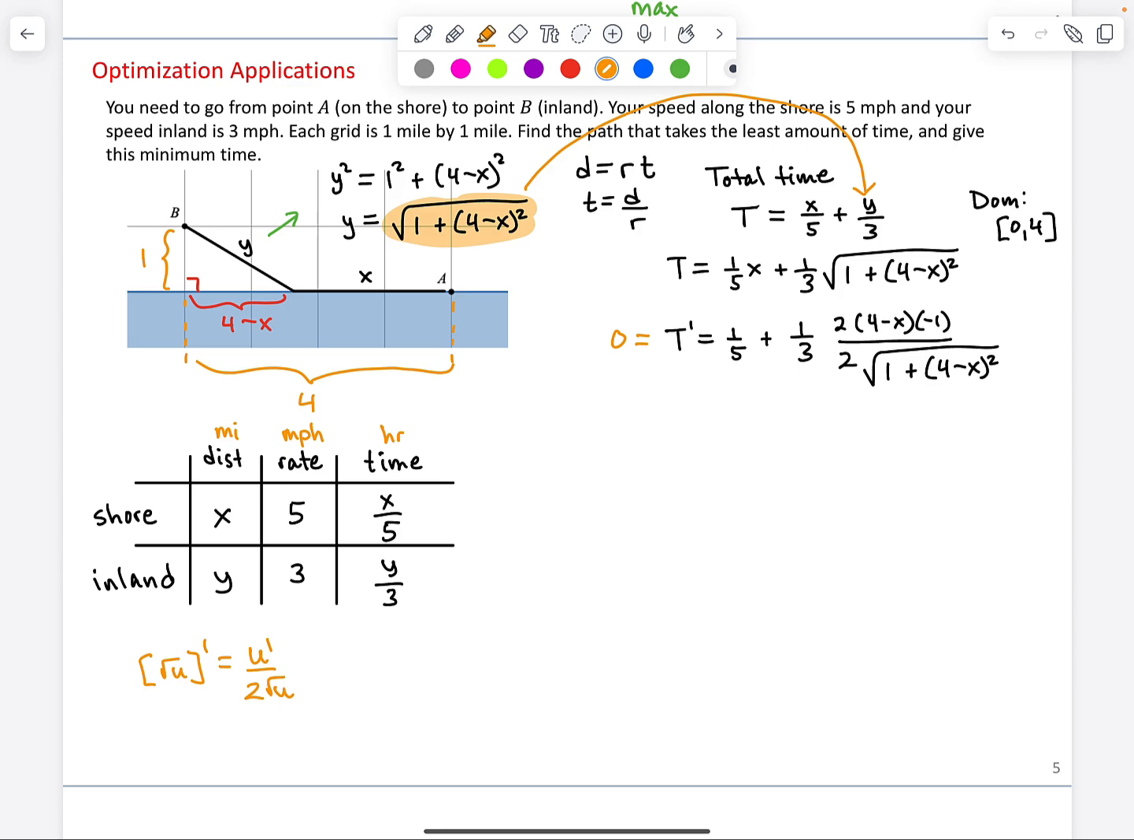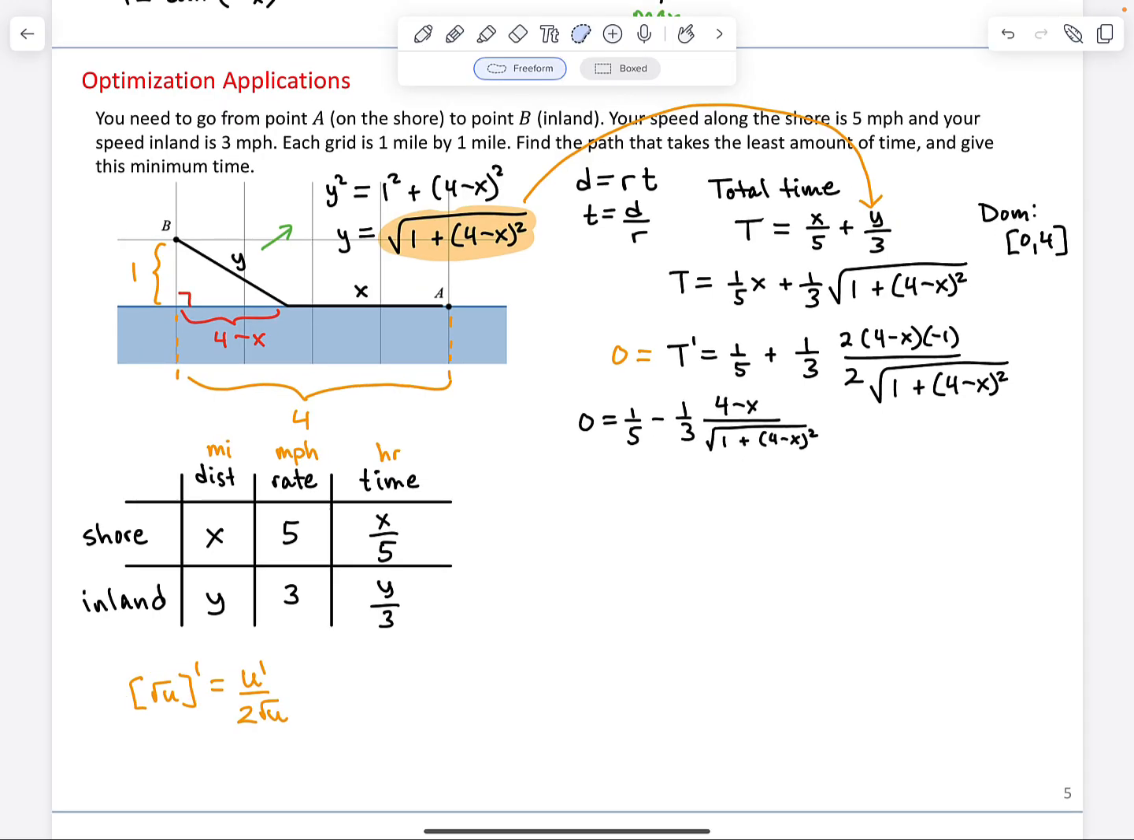Before that, we do some simplifications. These 2's are going to cancel, and this negative, I'm going to change this sign to subtraction instead. So we have the equation 0 equals 1/5 minus 1/3. The numerator is 4 minus x, and the denominator is still this radical. Now I'm going to add this fraction to the other side of the equation.